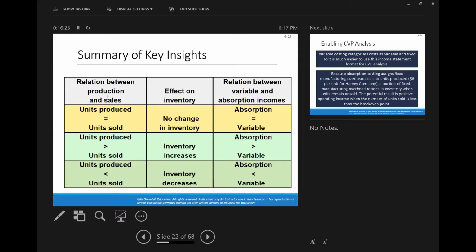The variable income is picking all of that expense up, where the absorption cost is not. What's left in inventory stays in inventory. So the variable costing will have less income.